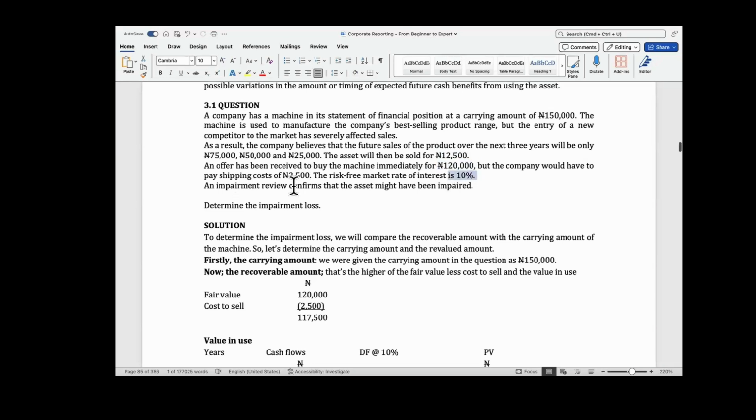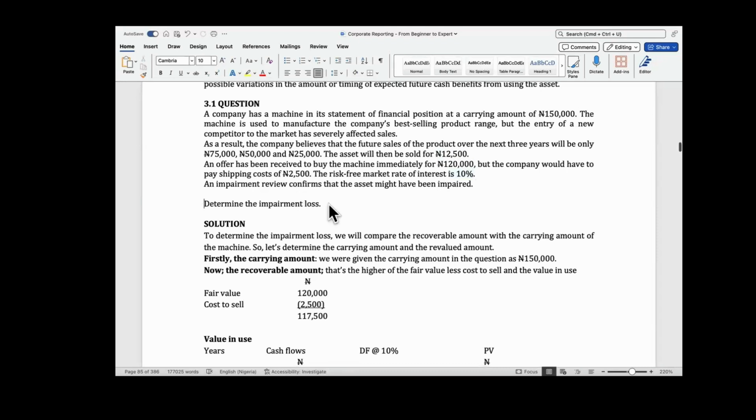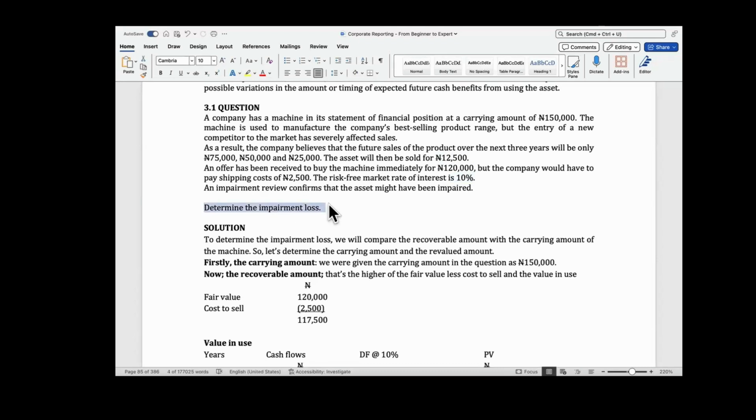The risk-free market rate of interest is 10%. An impairment review confirms that the asset might have been impaired. Determine the impairment loss. Okay, so determining the impairment loss, like I've mentioned, is just comparing the carrying amount with the recoverable amount. And the first step is to determine the carrying amount, which mostly they will have given you.